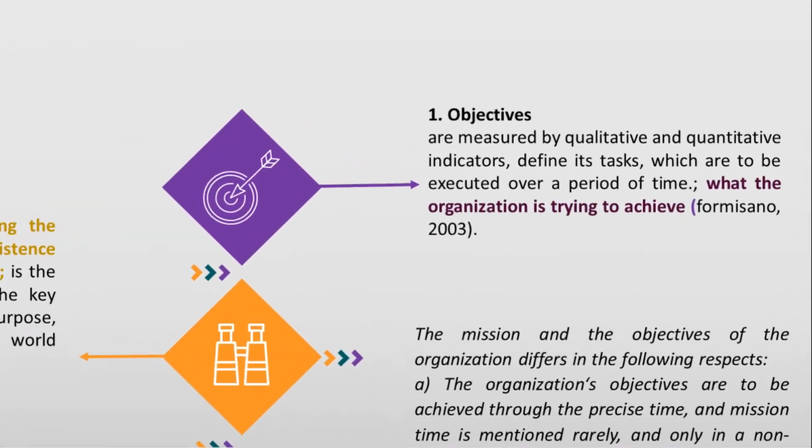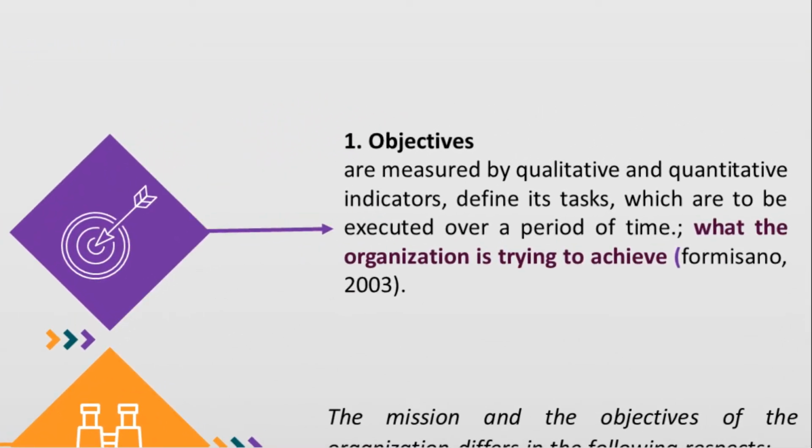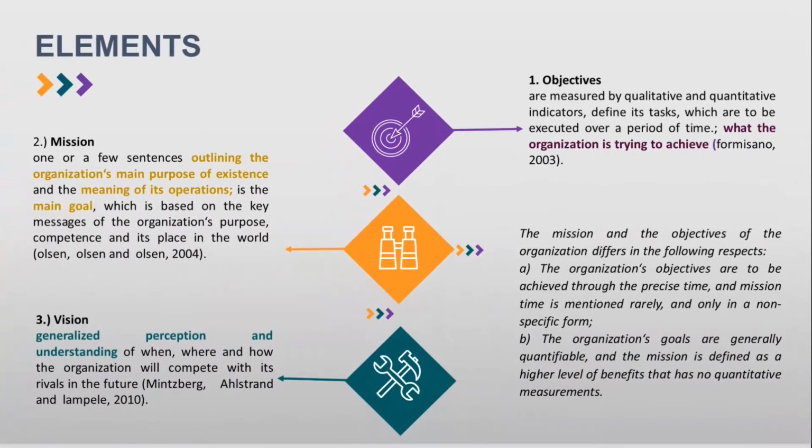First, objective. According to Formisano 2003, objectives of the organization are measured by qualitative and quantitative indicators, define its tasks, which are to be executed over a period of time. The purpose is to state what the organization is trying to achieve. Thus, the objectives of the organization become an important part of the process of strategic management only when the top-level executives formulate them correctly and purposefully, effectively institutionalize them, inform employees about these goals, and encourage their implementation in the organization.